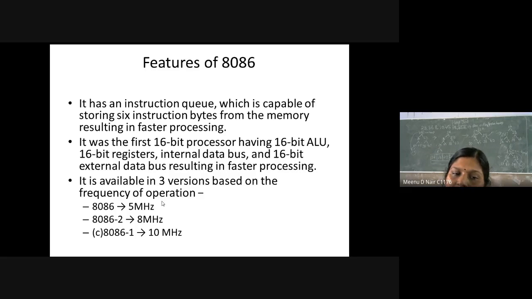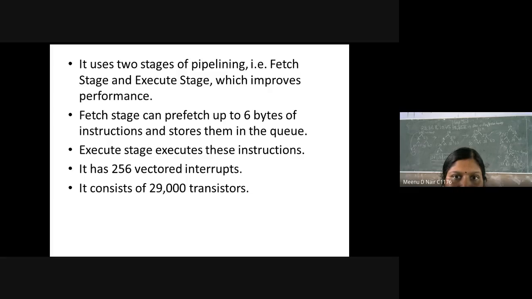The next point is there are three variations available for 8086, based on the clock frequency. The first one is the normal 8086 where the clock frequency is 5 megahertz. Then 8086-2, this is 8 megahertz. And the last one is 8086-1, this is 10 megahertz. So these three variations are available for 8086.